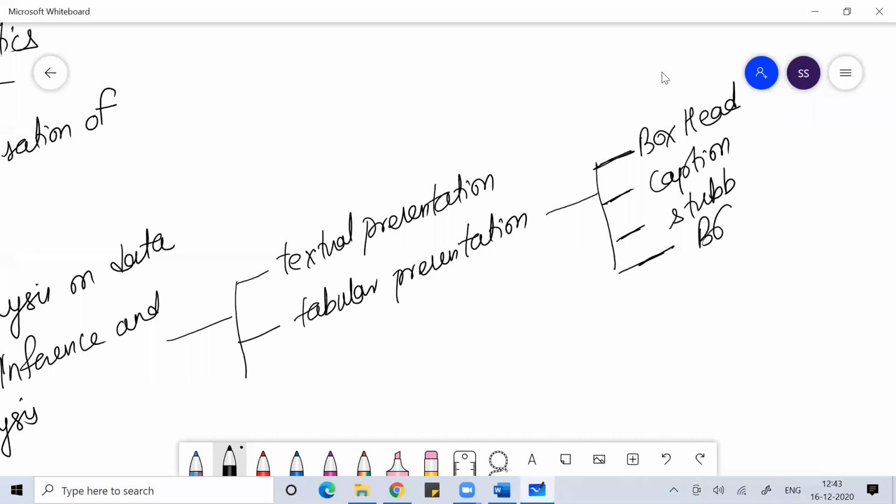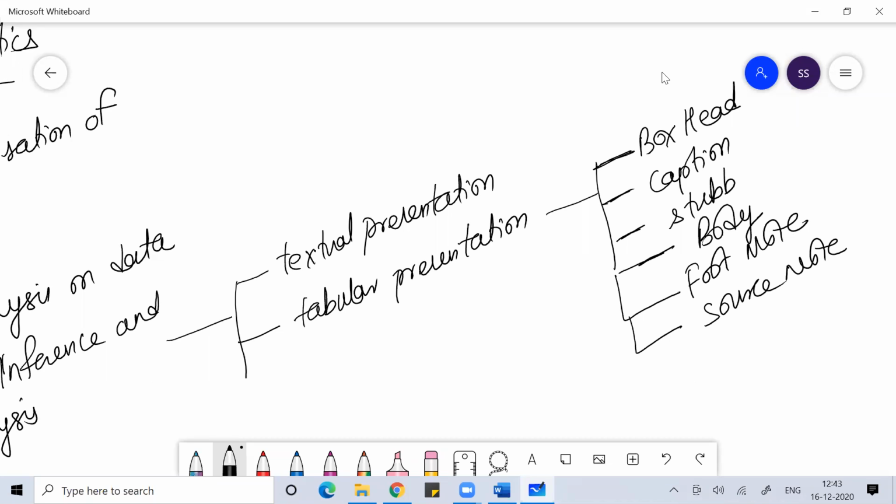Then you have a body where the content is given, which is called the body. After that we have a footnote, and then we have the source. So we have discussed the textual presentation of data, and we have discussed the tabular presentation of data.